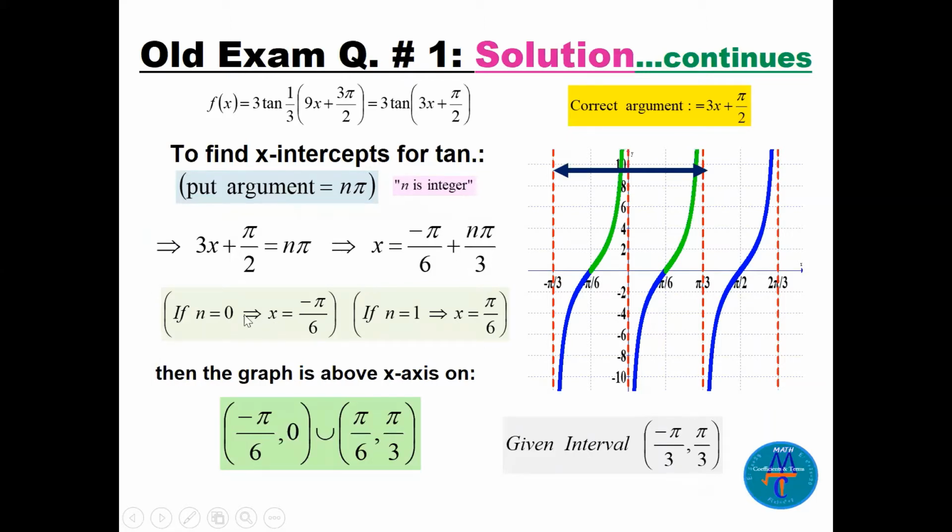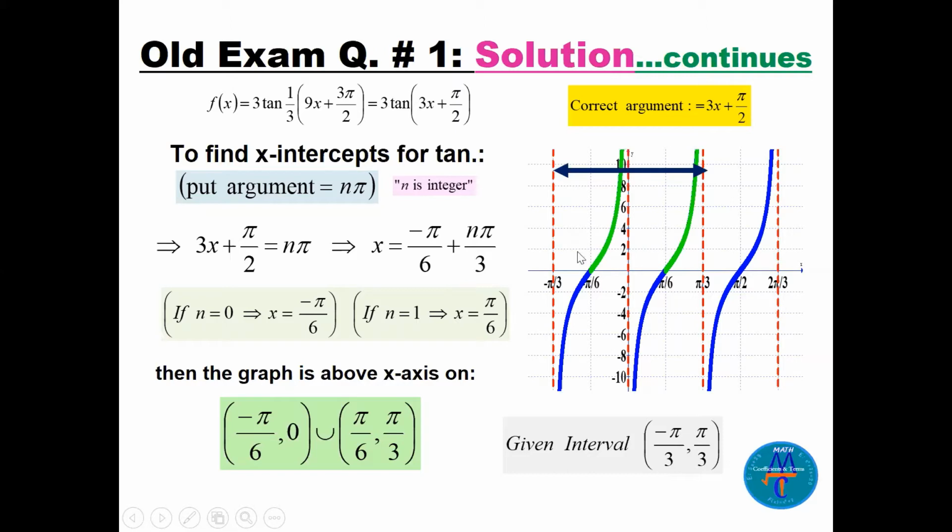If you put n equals 0 here, you can put any integer there. Put 0, you get minus pi over 6. If you put 1 in the n, n should be an integer, so you get pi over 6. If you replace n by 2, 3, 4, minus 1, minus 2, minus 3, every time you will get an x-intercept.